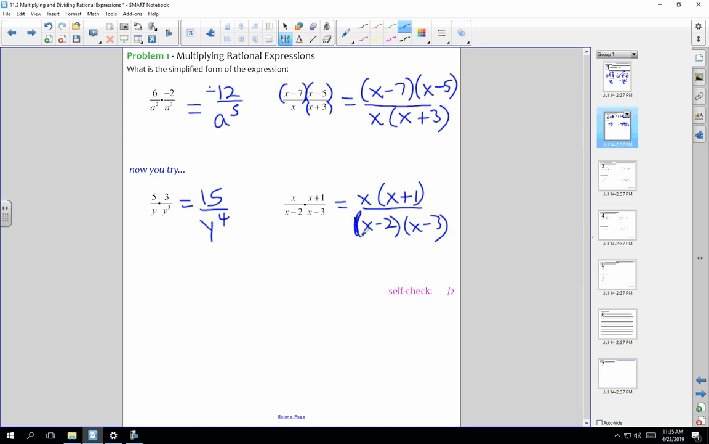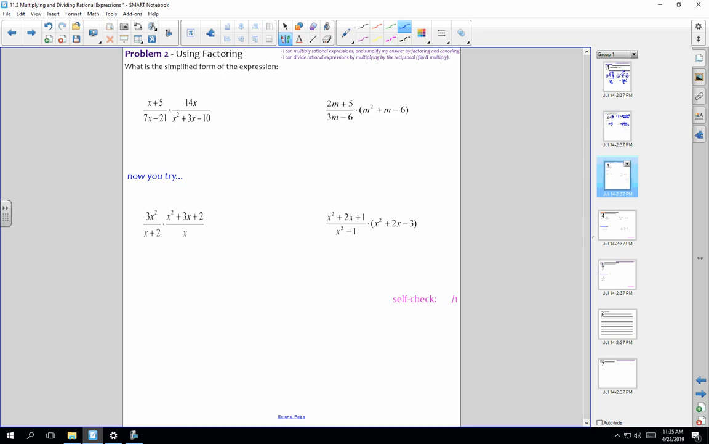All right, let's go to the next one here. Now these require some factoring first. So you're going to look at each portion, top or bottom of each fraction. There are two fractions I see up here. Looking at the top of the first fraction, can you factor it any further? We cannot. We're just going to leave it x plus 5.